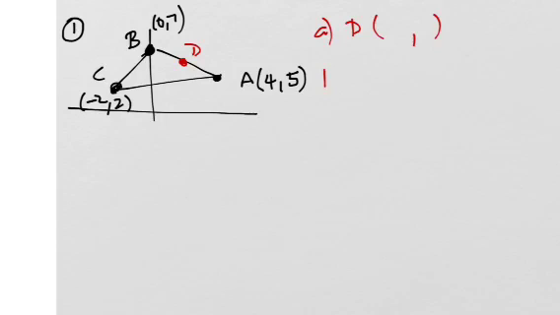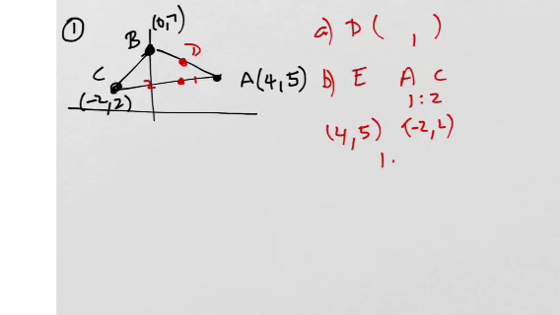So that's D. Now part B is a little bit more complicated. It splits AC in the ratio 1 to 2. But we know how to do that for vectors, so we can just transfer that information over to points. So we've got the points A and C and the ratio is 1 to 2. So we're going to take point A, which is 4, 5. We're going to take point C, which is negative 2, 2. We're going to take the ratio, which is 1 to 2. And we're going to do a little cross multiplying method to work out what the coordinates of E are. Check back your vectors notes on how to do that.